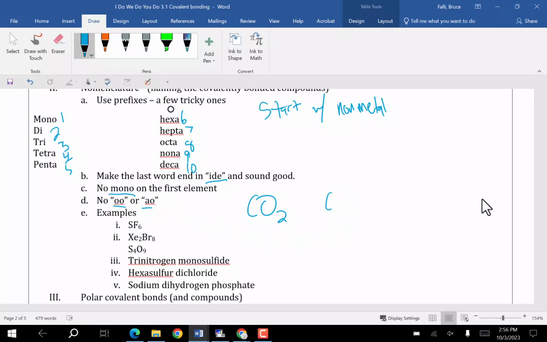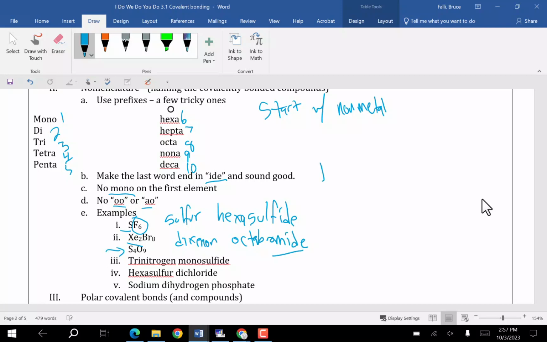All right, so let's take a look here. SF6. First element, no mono. So I'm going to say sulfur. So I have 6 of them. Hexa, sulf, make it end in ide. There you go. Next one. I got 2 of these. Di-xenon. 8. Octa, bromide. Got to end in ide.